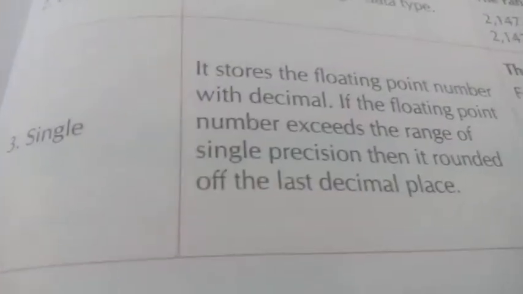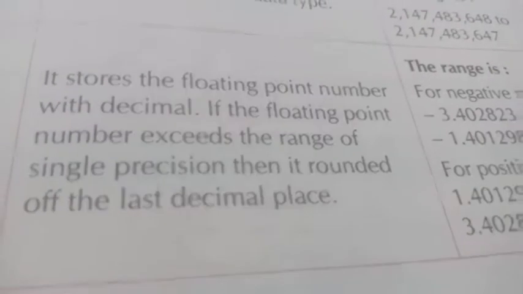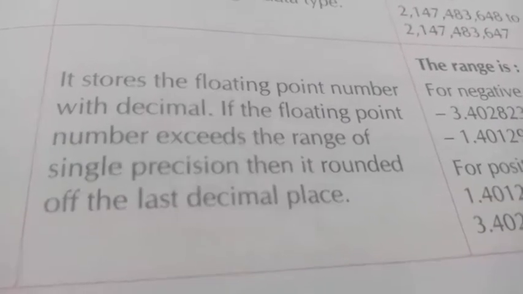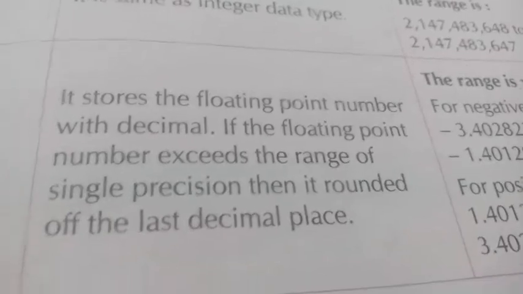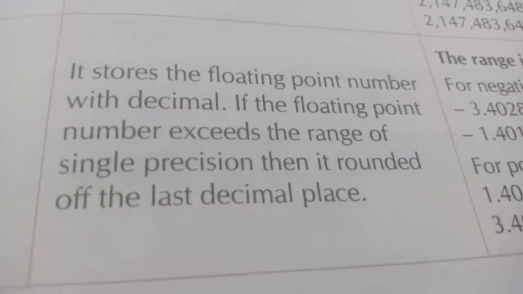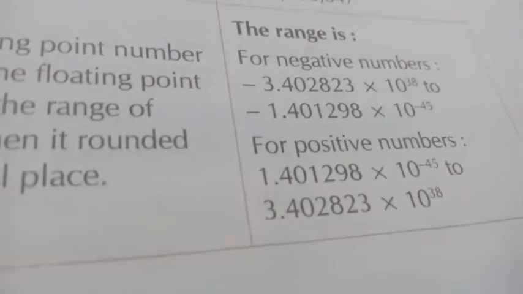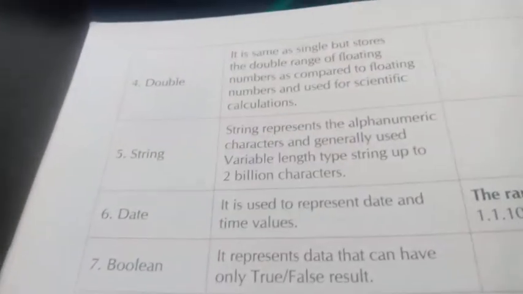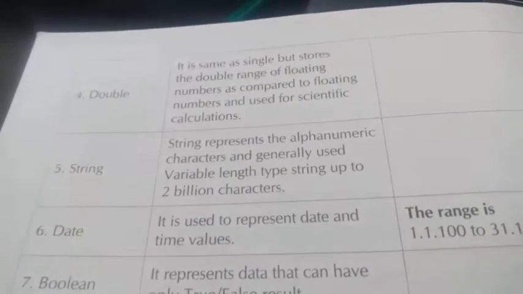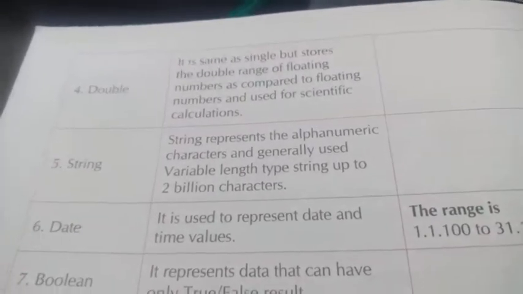Now Single: it stores floating point numbers with decimals. If the floating point number exceeds the range of single precision, then it rounds off the last decimal place. This is the range of this. So learn these. And now Double is available, String, Date and Boolean. You can see here the ranges of String and Double.